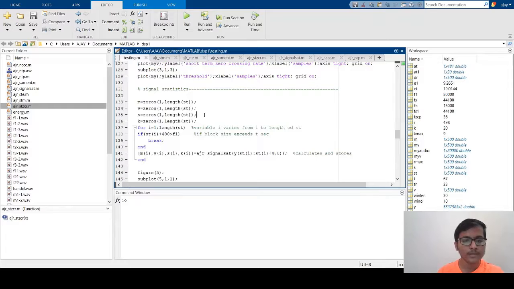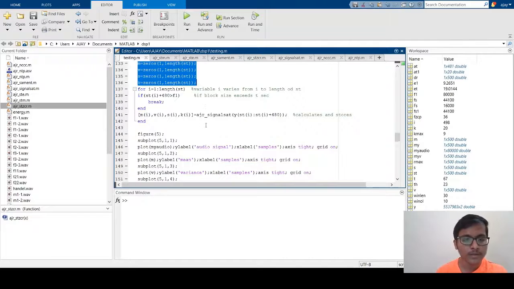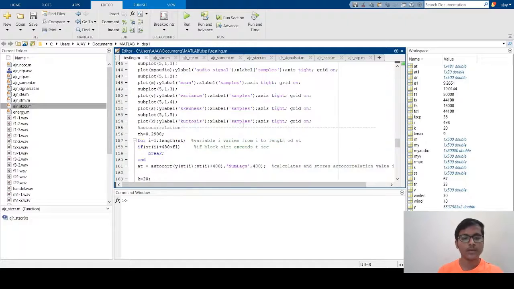Next, signal statistics. In signal statistics, I have created 4 variables with length of ST. Here ST means the total number of blocks. Length of ST represents the total number of blocks, each block being 10 milliseconds, meaning the blocks do not overlap. We are considering that as the length of ST. And here I am plotting in a similar way, replacing it with signal stat to get that, and I have plotted this.